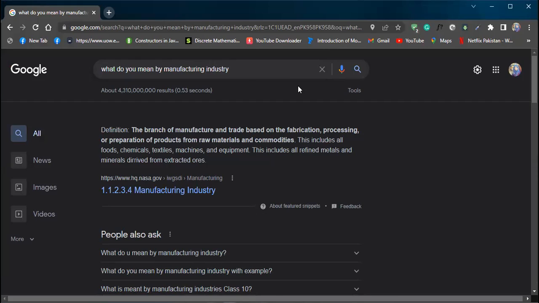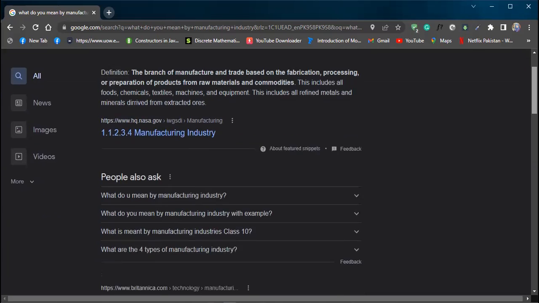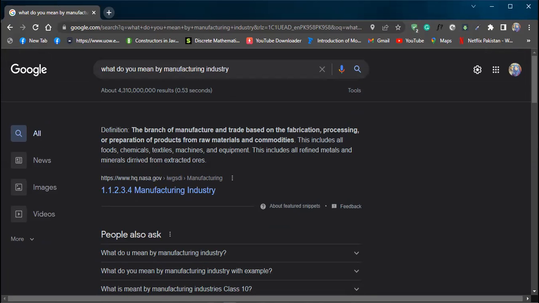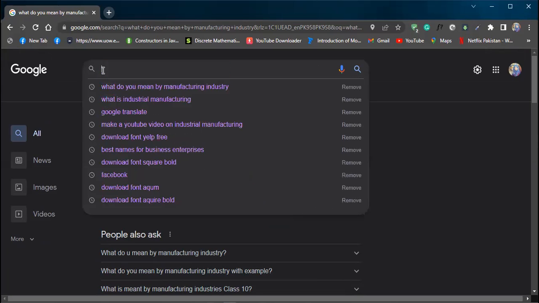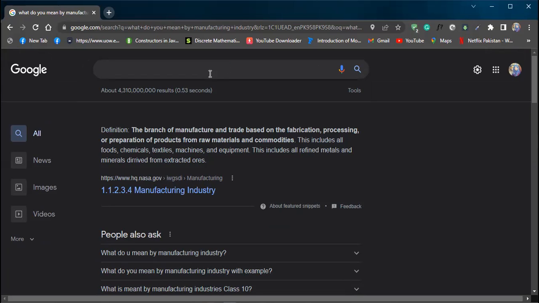Basically, in manufacturing industries, we make things from materials that are raw and sometimes not usable. After manufacturing, the industry converts them into usable things that can have some benefit for the country and the people. So have a look at the manufacturing industries in Pakistan.